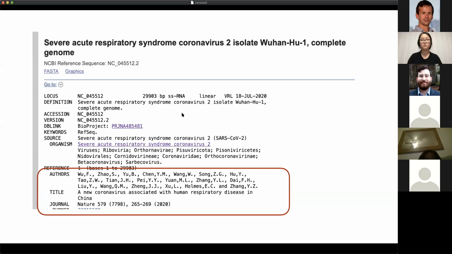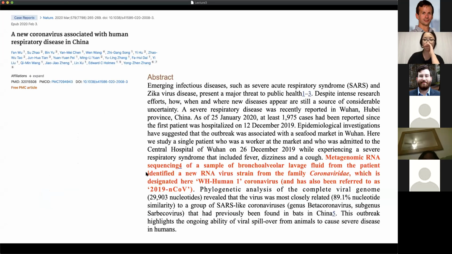If you go into the GenBank record for the sequence, you will see as the first reference this Nature paper in 2020 by a large number of authors where this sequence was originally generated. So what we can do next is go to that paper. This was published in February of 2020 at the very beginning, I believe, of the month.